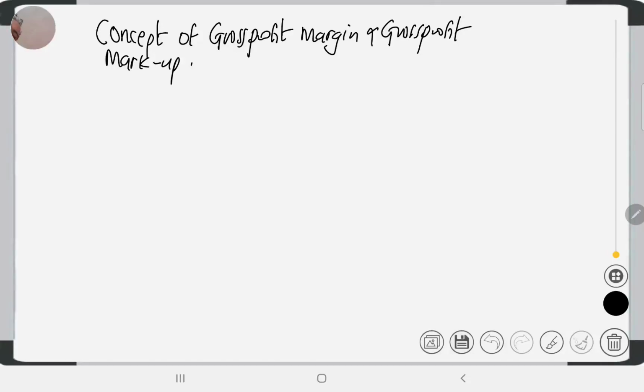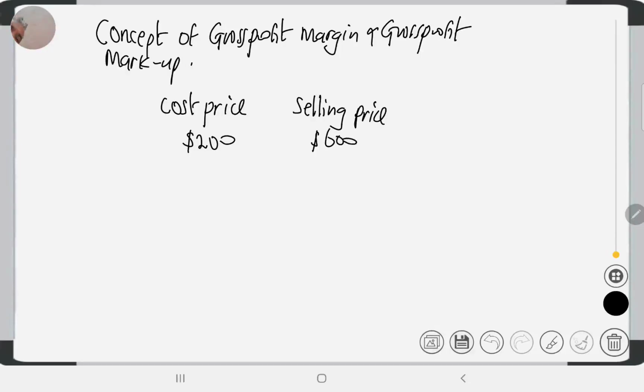see a simple example. Cost price $200. I bought a product for $200. Selling price, I'm going to sell it for $600. So what is the profit? The profit is $400. So cost price $200, I bought it for $200 and I'm going to sell it for $600. So I make a profit of $400.